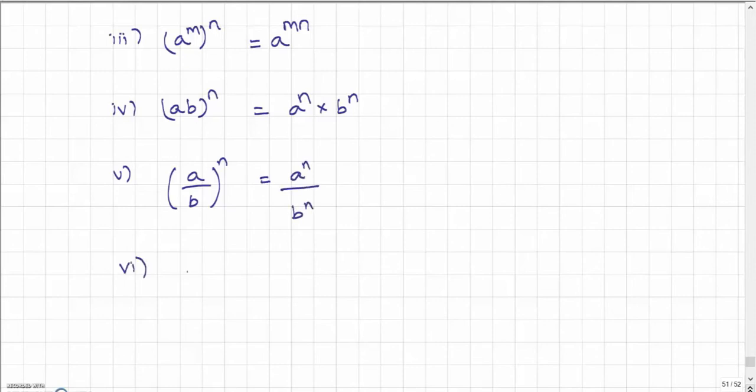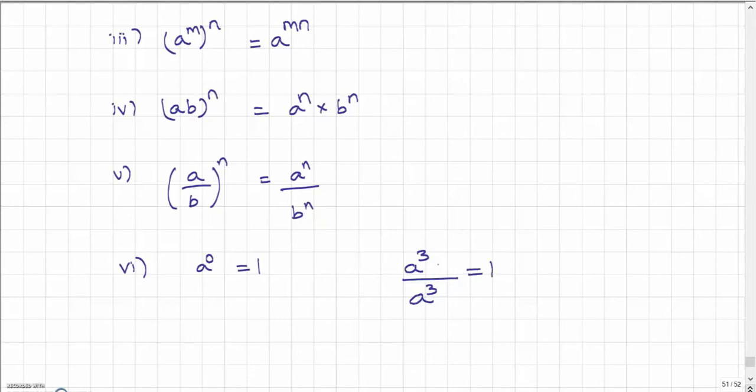And if you have a power 0, then it should be 1. How is that possible? Why we say a power 0 is equal to 1? Let's take an example. Let's say a cube is divided by a cube. So what you will write? Any number divided by the same number should give you the answer as 1, right?